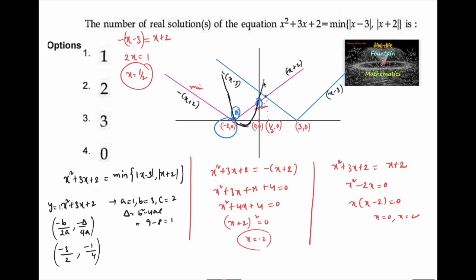So remaining you can intersect, it is intersecting, but it is greater. It's not minimum of x minus 3 and x plus 2 mod. So we can conclude that there are only 2 points. So there are 2 solutions which satisfies the condition, option B.